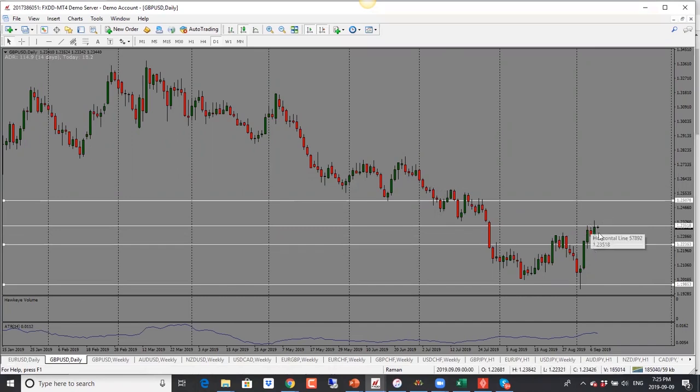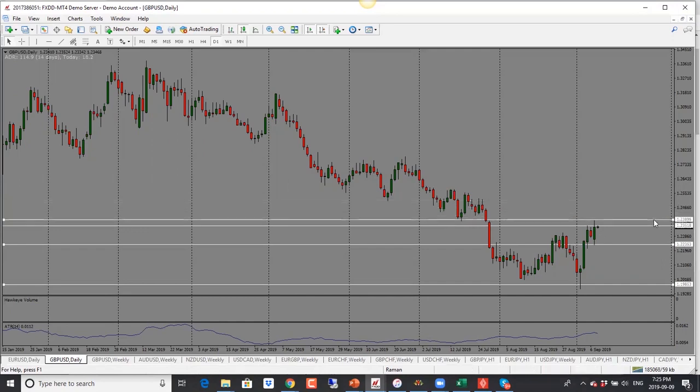And it is pushing higher though, so bias is bullish. But because it's into resistance, if it doesn't go through the resistance, we could see price come back down towards 1.2230 here. But should it break through here, then we're looking for price to go higher.